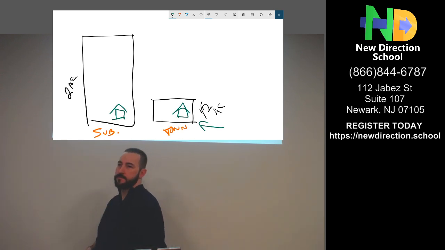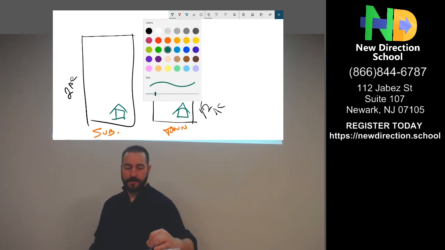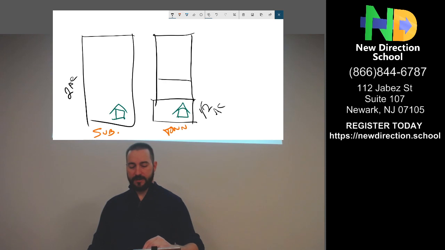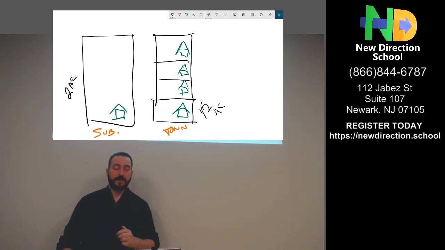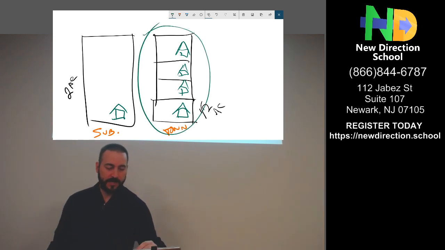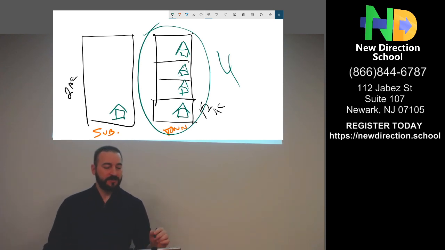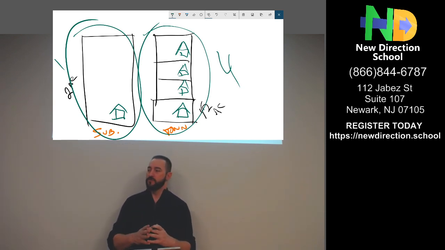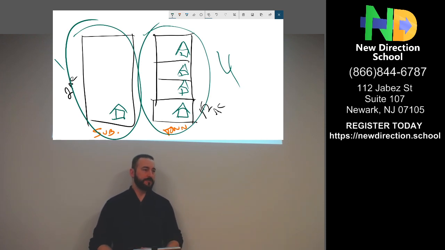The 2 acre. Why? Because it's 1 house every 2 acres, while the town says every half an acre you can build a house. But for every half an acre, we can build a house. So in the same 2 acres, we could build 4. The subdivision in the same 2 acres allows us to build only 1. So we're limited, we're restricted in what we can develop or place on our properties. Does that make sense?